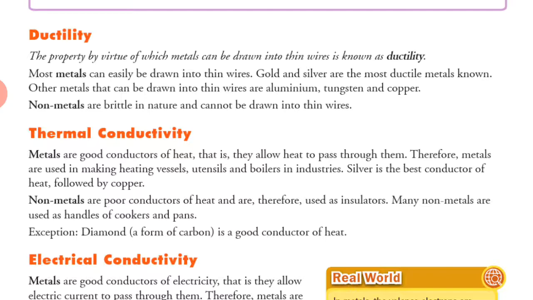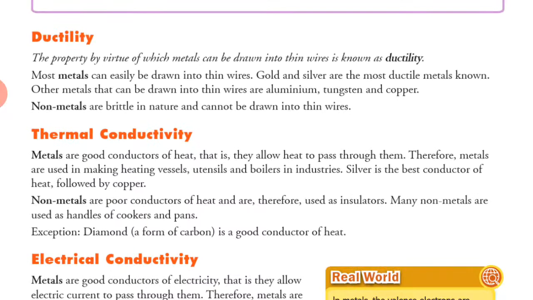Gold and silver are the most ductile metals known. Other metals that can be drawn into thin wires are aluminium, tungsten and copper. Non-metals are brittle, so they do not show the property of ductility. Okay, next criteria is thermal conductivity.